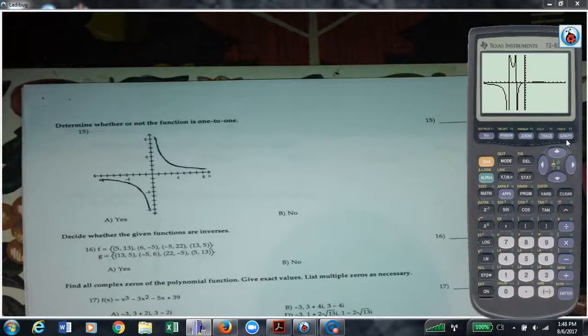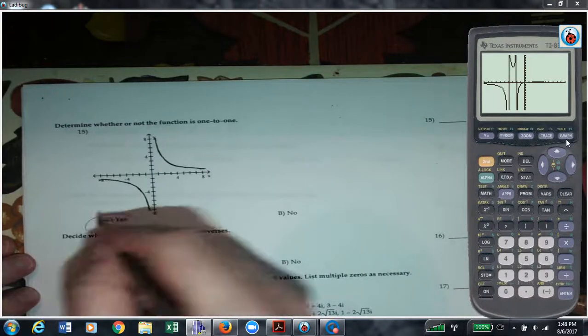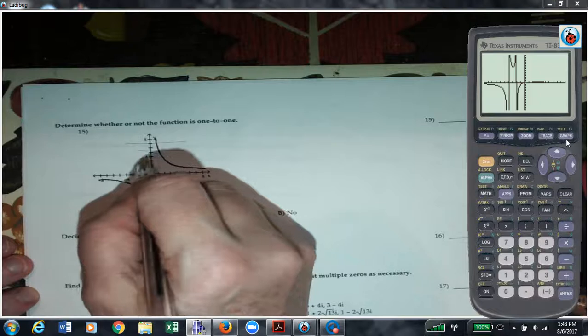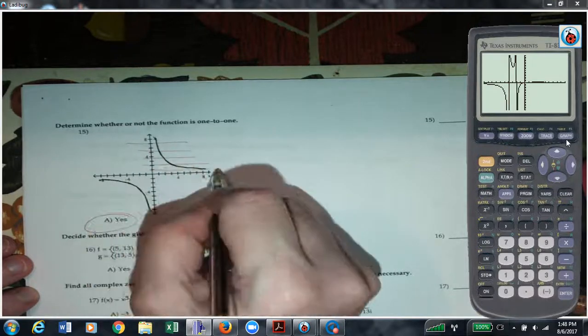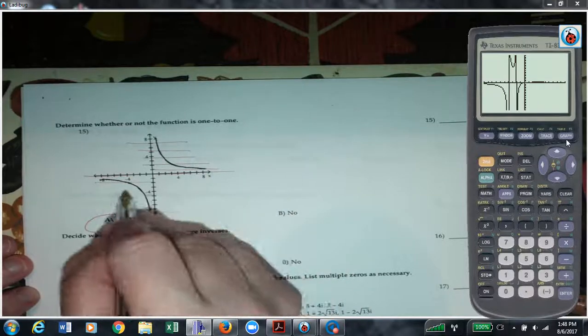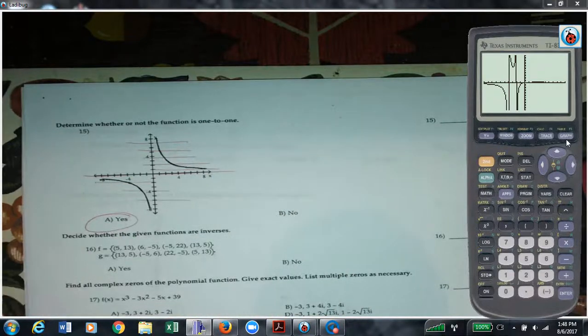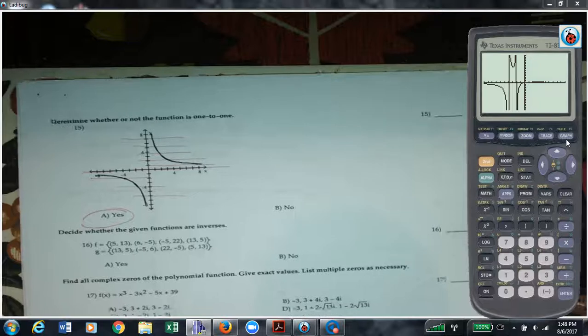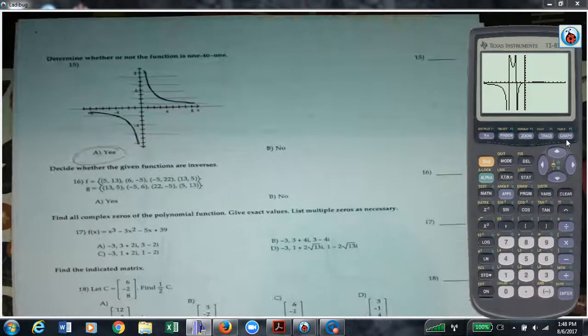Determine whether or not the function is one-to-one. Well, yes, it is. It passes the horizontal line test. This doesn't touch the x-axis at all, but any horizontal line I care to draw only comes into contact with it at most once.